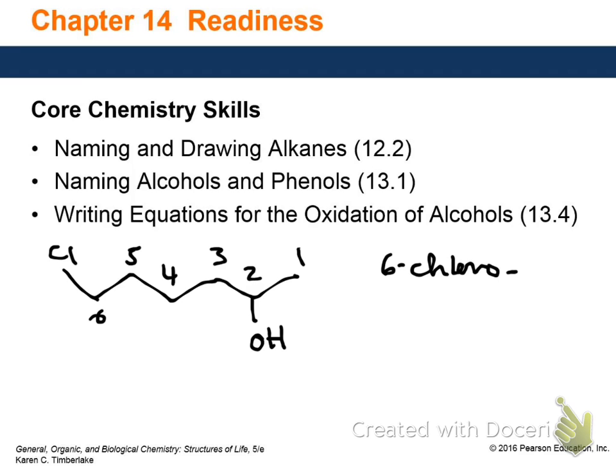And then what? Hexanol, but not just hexanol, 2-hexanol, right? Because you have to tell people where the alcohol functional group is, because it could be on a number of different carbons. It could be on 1, 2, 3. Why couldn't it be on 4? Can you start numbering from the other end? Yeah, that's good. Just one of those trick questions. All right.